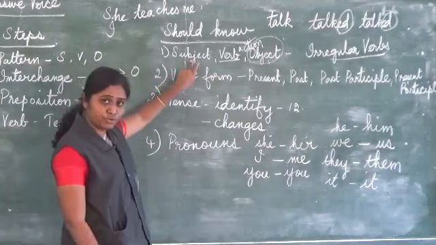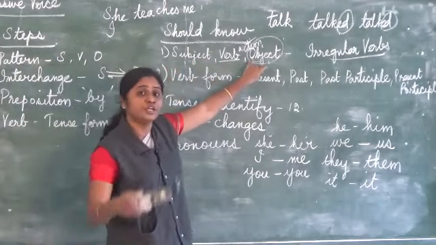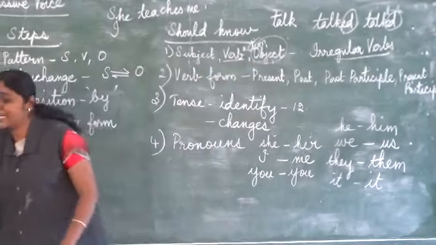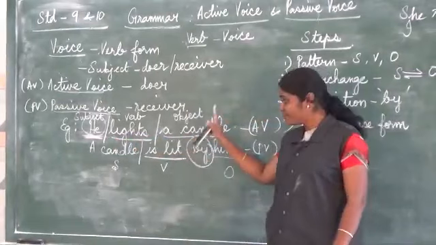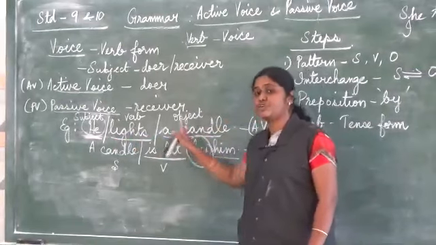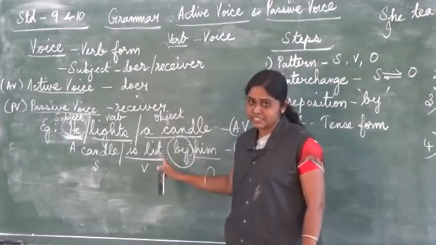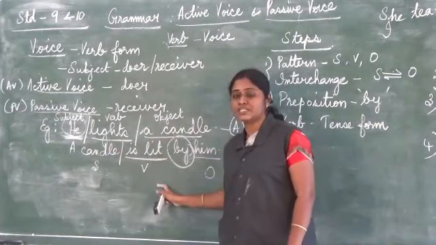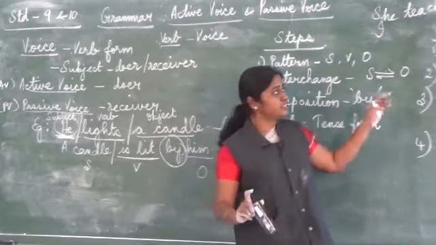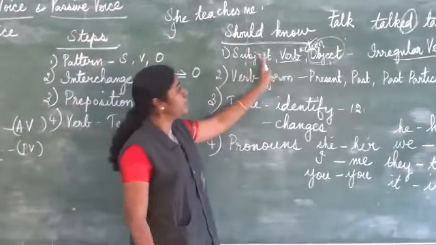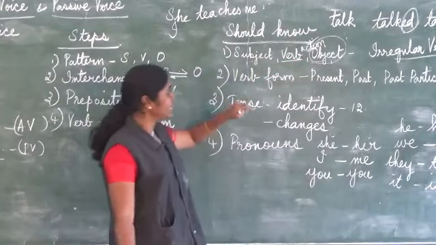So these are some of the things you have to remember when changing from active voice to passive voice. The first thing you should know is what the subject, verb and object are. That is, you should be able to pattern the given sentence into subject, verb and object. If there is no object in the sentence, or if the sentence cannot have an object, then you cannot passivize this sentence. You can simply write the answer as no passive form, or the sentence cannot be passivized. So the first step is to pattern the sentence into subject, verb and object.